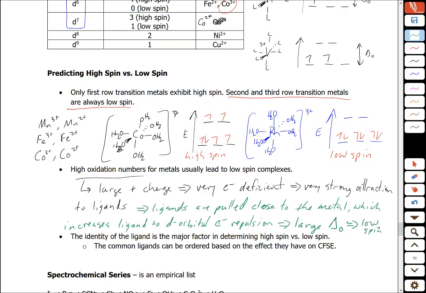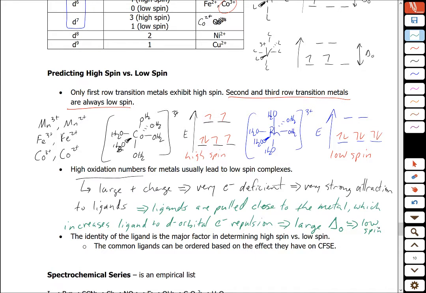Okay, so I'm going to summarize that again. We have metals with high oxidation numbers, meaning that they're very electron deficient. Metals that are very electron deficient are going to be strongly attracted to the ligands because the ligands are electron rich. So if the metal is strongly attracted to the ligands, then the ligands will be pulled close to the metal. And as the ligands get closer and closer to the metal, they overlap more with the d orbitals that are present, and that's going to create more repulsion, stronger electron repulsion.